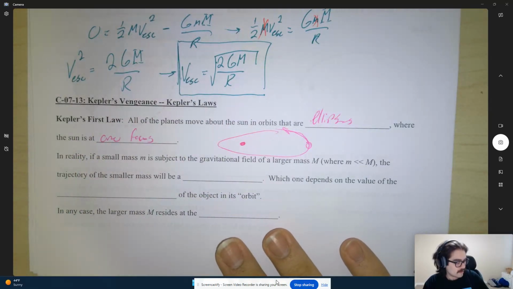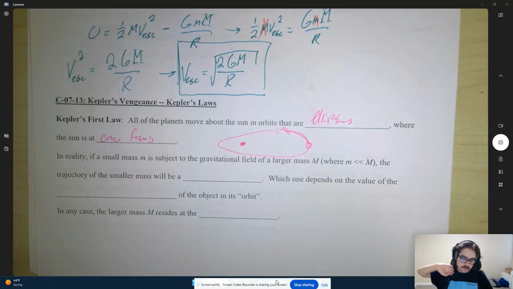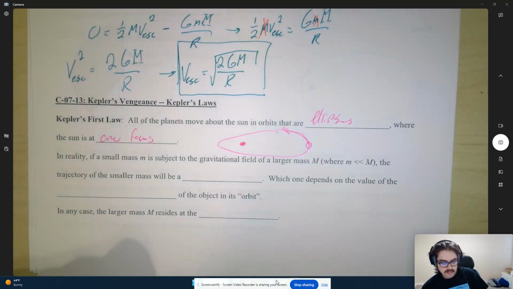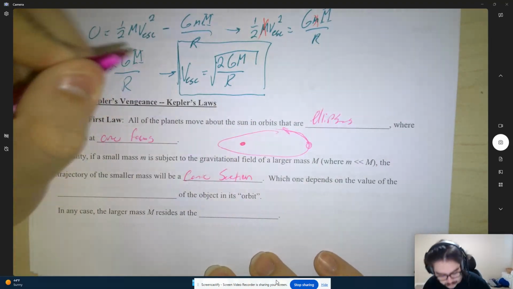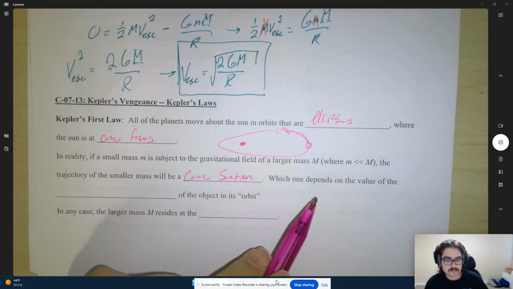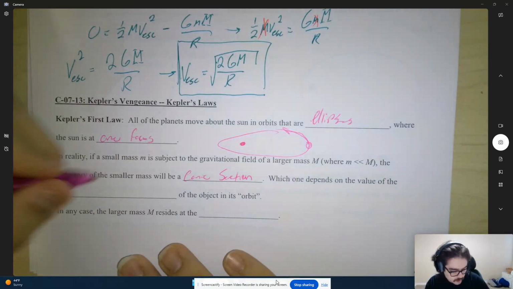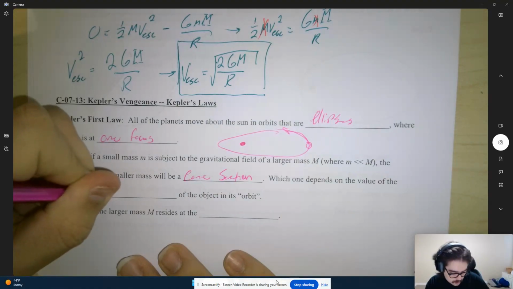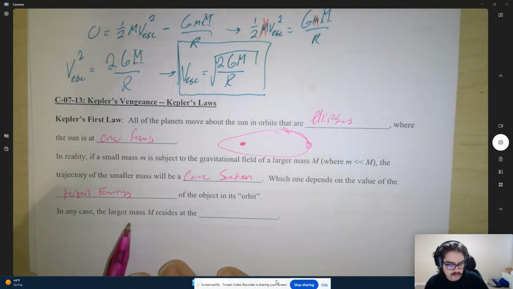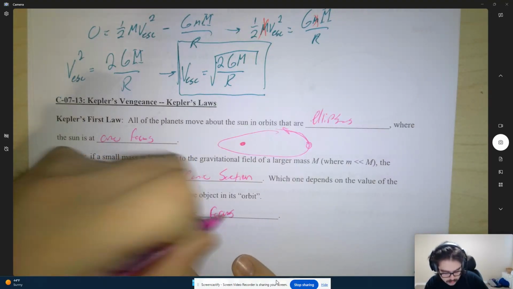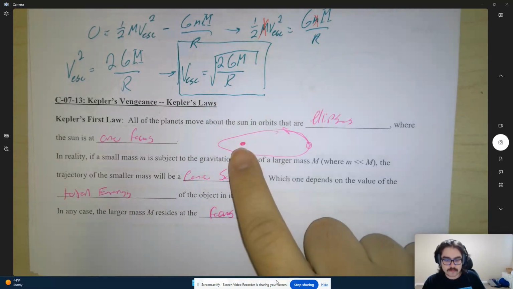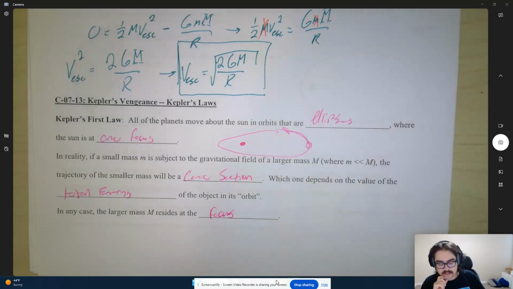Okay. In reality, if a small mass m is subject to the gravitational field of a larger mass big M, the trajectory of the smaller mass is going to be a conic section. Which one of the conic sections depends on the value of the total energy of the object in its orbit. In either case, the larger mass big M resides at the focus. So either way, the larger mass is going to be at the focus of the ellipse or the conic section.